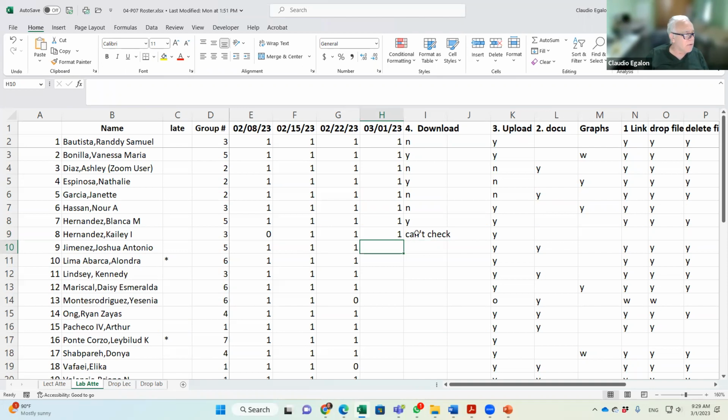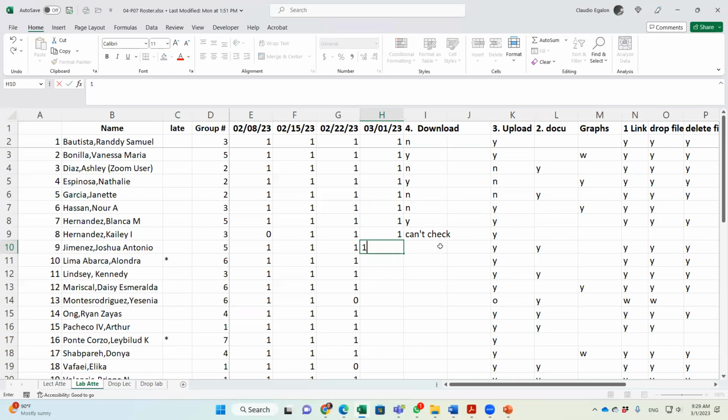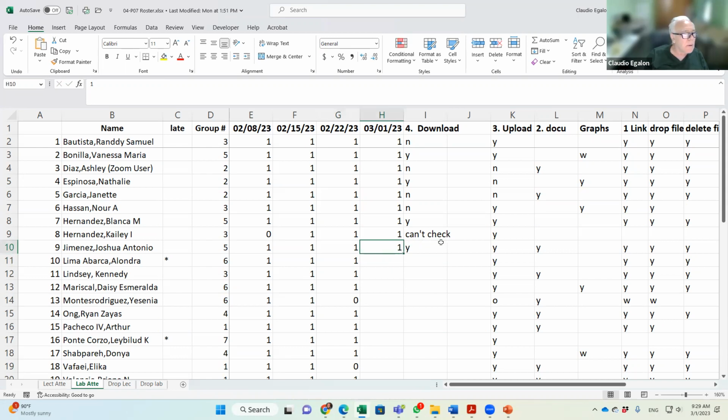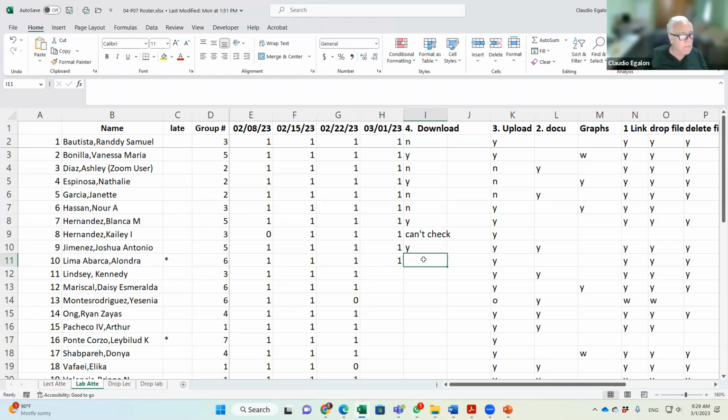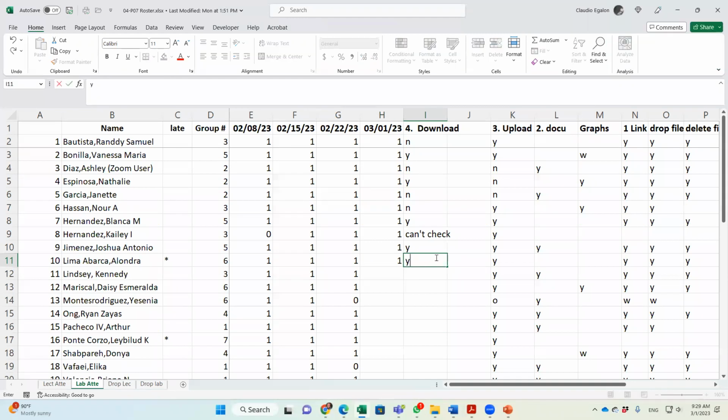Joshua Jimenez. Are you there, Joshua? Yes, and I could see the graph. My group and I have shared it already with each other. Okay, so you can see the file, right? Yeah. Group 5 has no problem. Let's see. Next is Alondra. Are you there, Alondra? Yes, I am. Do you see the file there in the group folder? Yeah, I see the file in my folder.